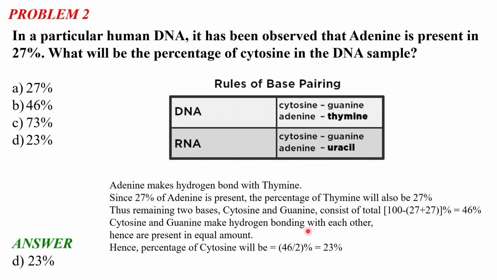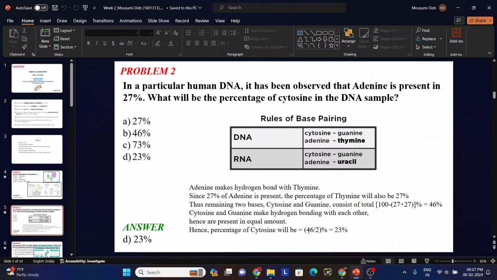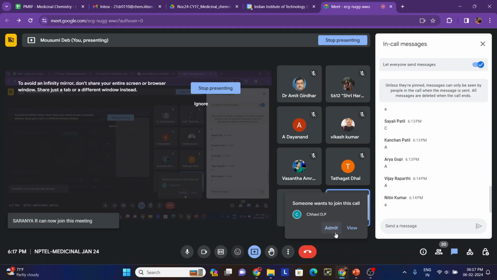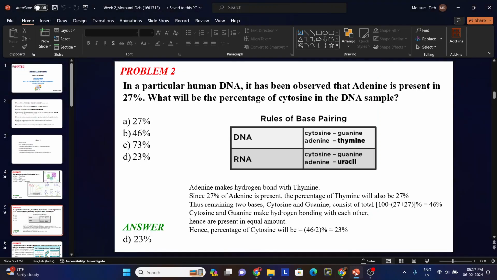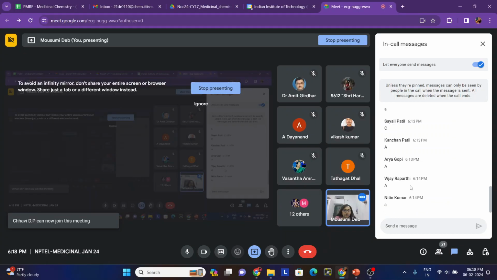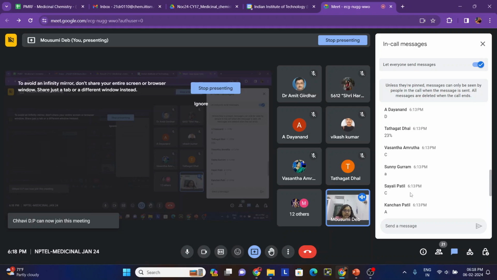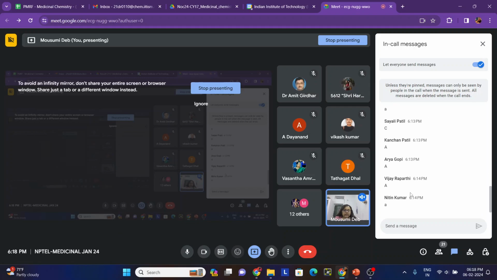Adenine makes hydrogen bonds with thymine. If 27% of adenine is present, the percentage of thymine will be the same, 27%. The remaining are guanine and cytosine, which will be 100 minus (27 plus 27), which means 46%. Since these are equal in amount, the percentage of cytosine is 46 divided by 2, which is 23. Since most of you have written A, is it now clear?